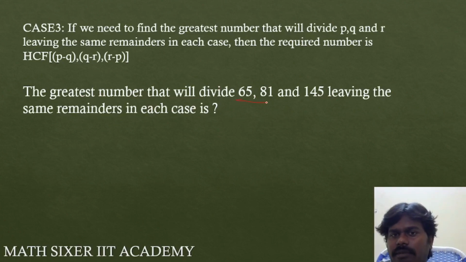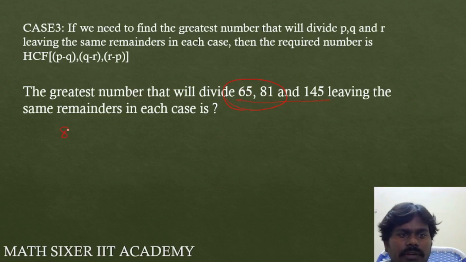So leaving the same remainder means here first we have to find the difference of the numbers. Okay. So here 65 and 81. When you subtract 81 from 65, you will get a negative number. So here we cannot find the HCF. So what I am doing means here I am subtracting the 65 from the 81. Okay. So that way we will follow.